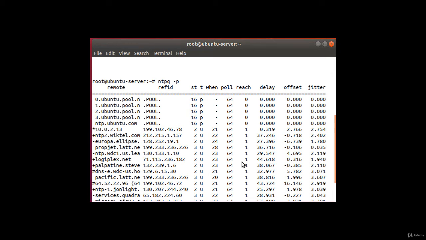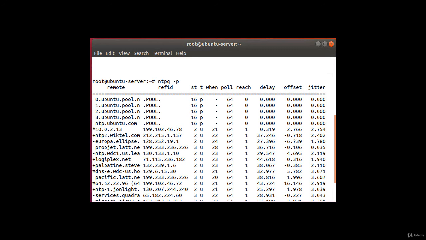Next one is offset. This value is displayed in milliseconds using root mean squares and shows how far off your clock is from the reported time the server gave you. It can be positive or negative. Okay, so for the first five, as you can see, there is no difference, so there is no offset. And then on some of the servers it's higher, and some it's negative.